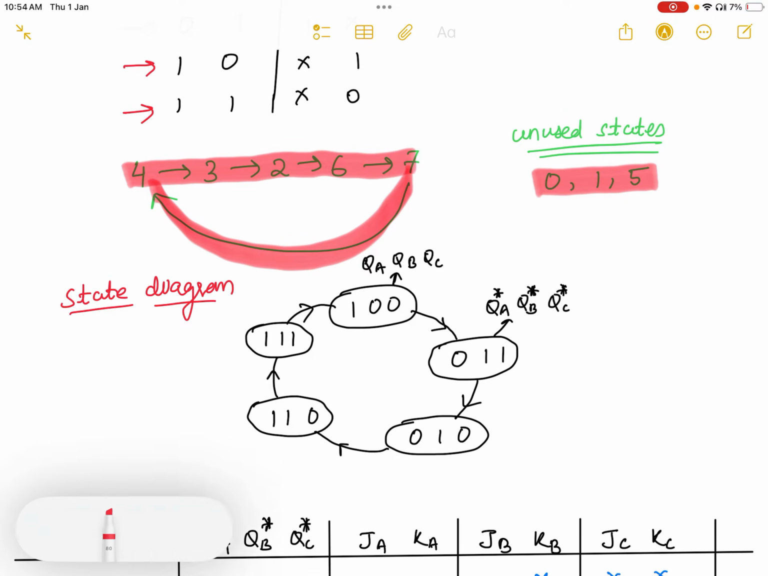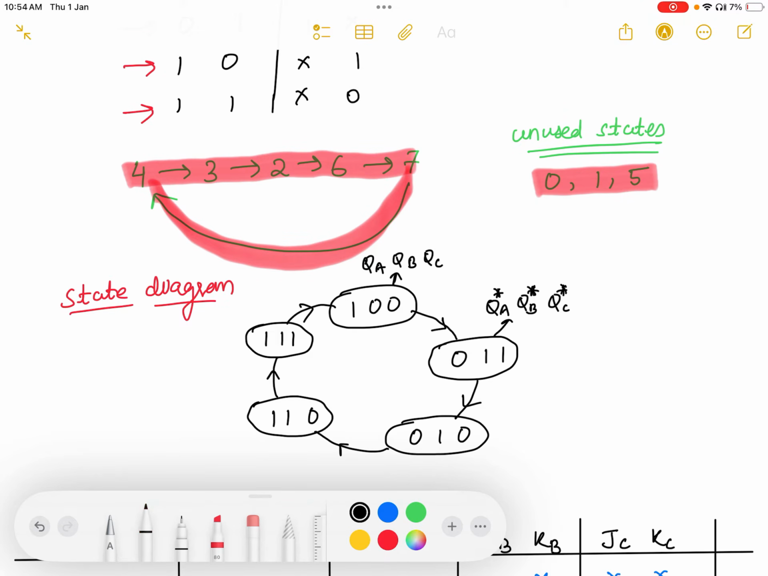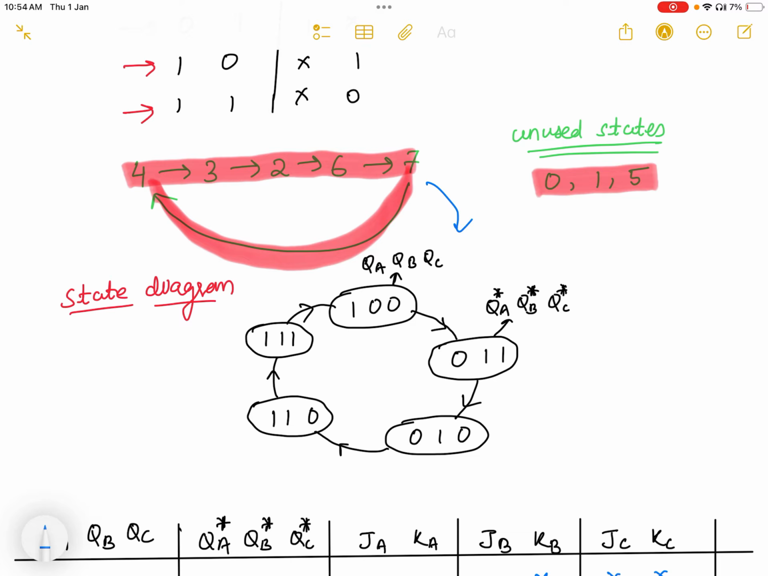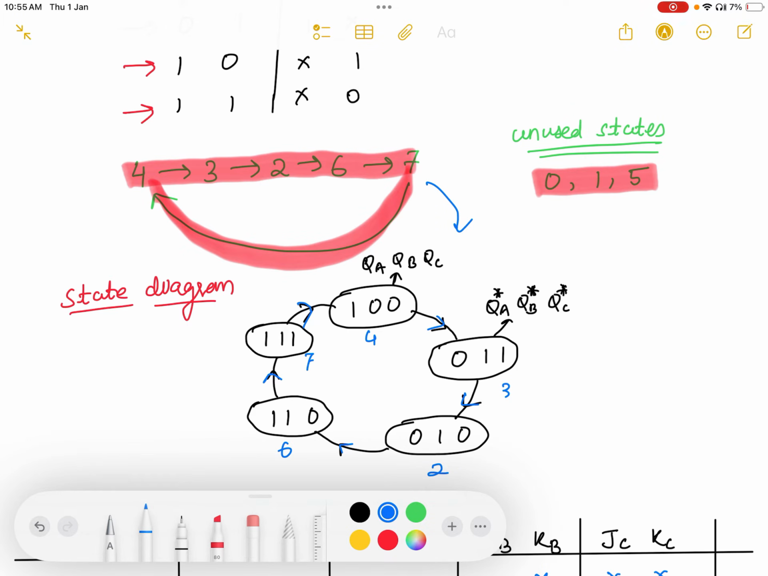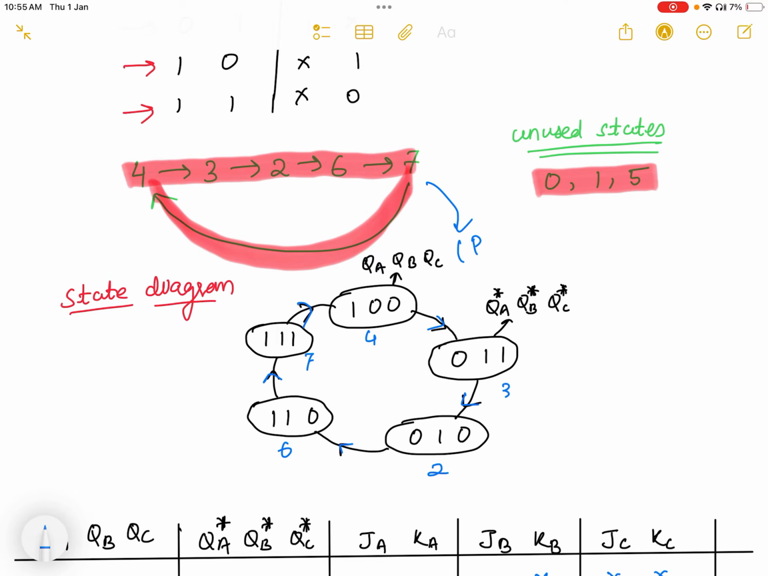So I need to draw the state diagram, and I have drawn the state diagram here. This is 4, this is 3, and so on: 4, 3, 2, 6, 7. And you can see the arrow mark. The arrow mark indicates the flow of this counting sequence. Now I can take any one as the present output. So this is the present state, or present output.